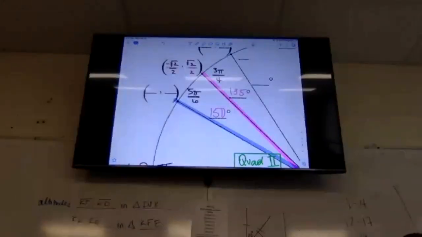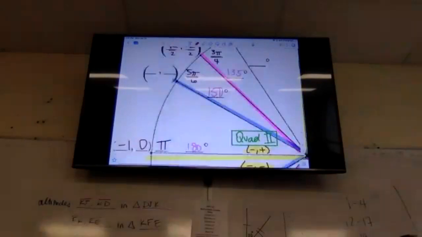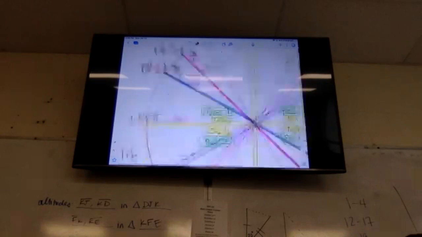And then my ordered pair is the same as what it was before, but this time my x is negative. So it's going to be negative √3/2, comma, positive 1/2. Anybody questions yet? Okay, let's go to the next one.